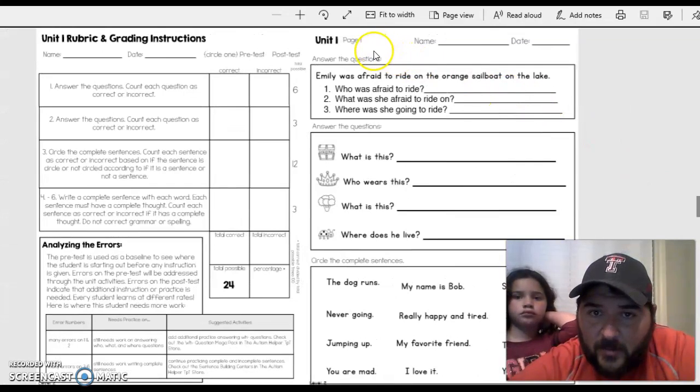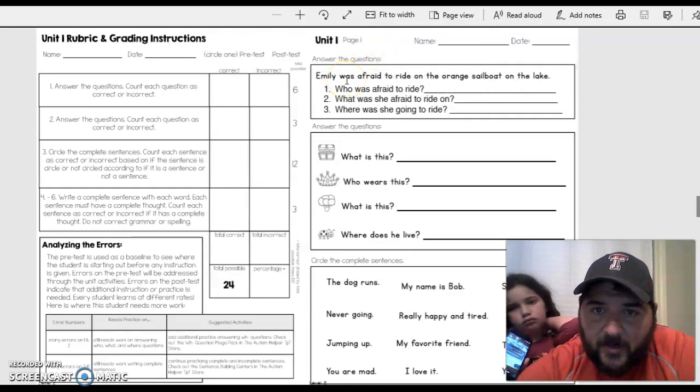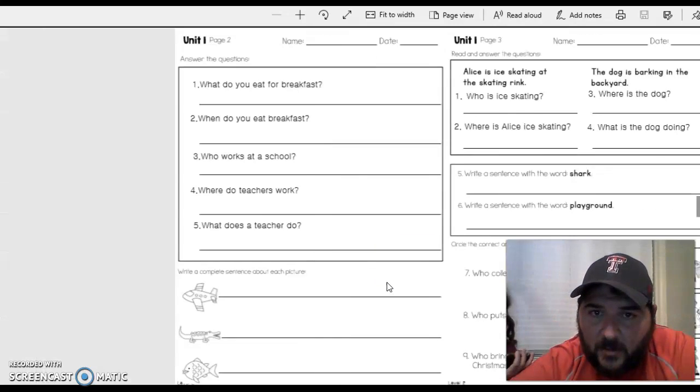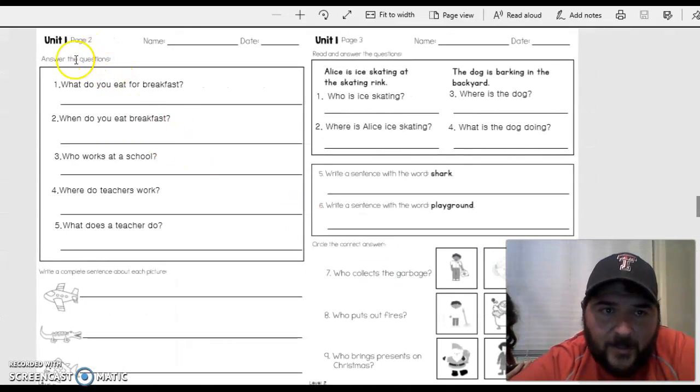But page 1, here's some questions. Emily was afraid to ride on the orange sailboat on the lake. Answer the questions, circle the complete sentences. And then the page 2, answer the questions. What do you eat for breakfast, and so on and so forth.